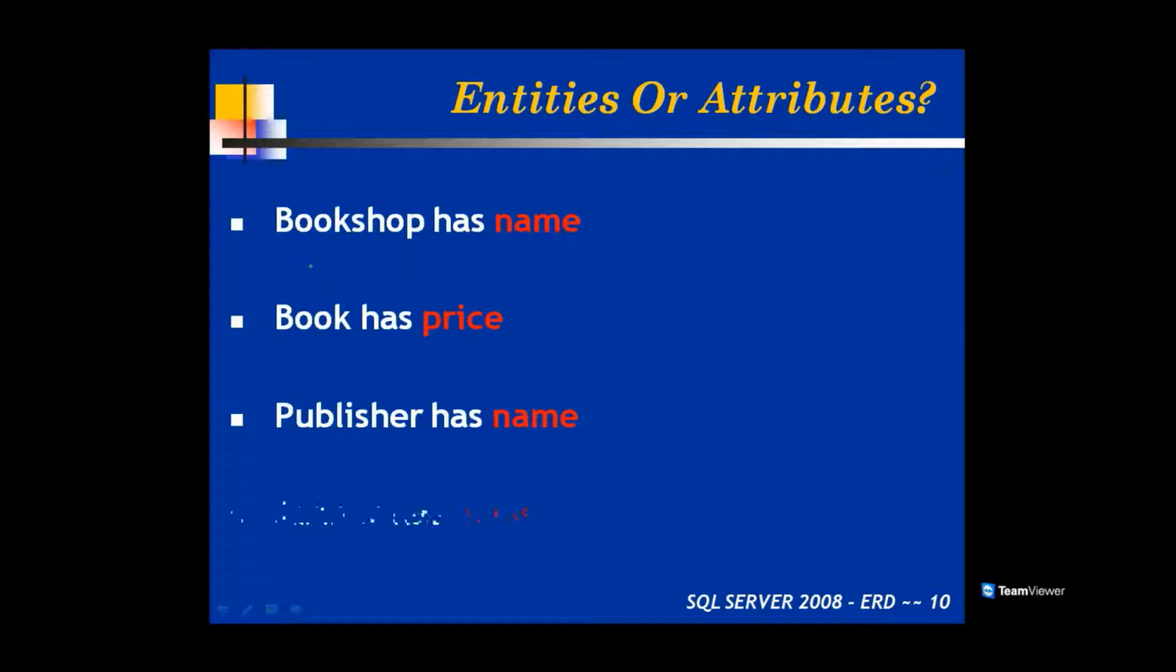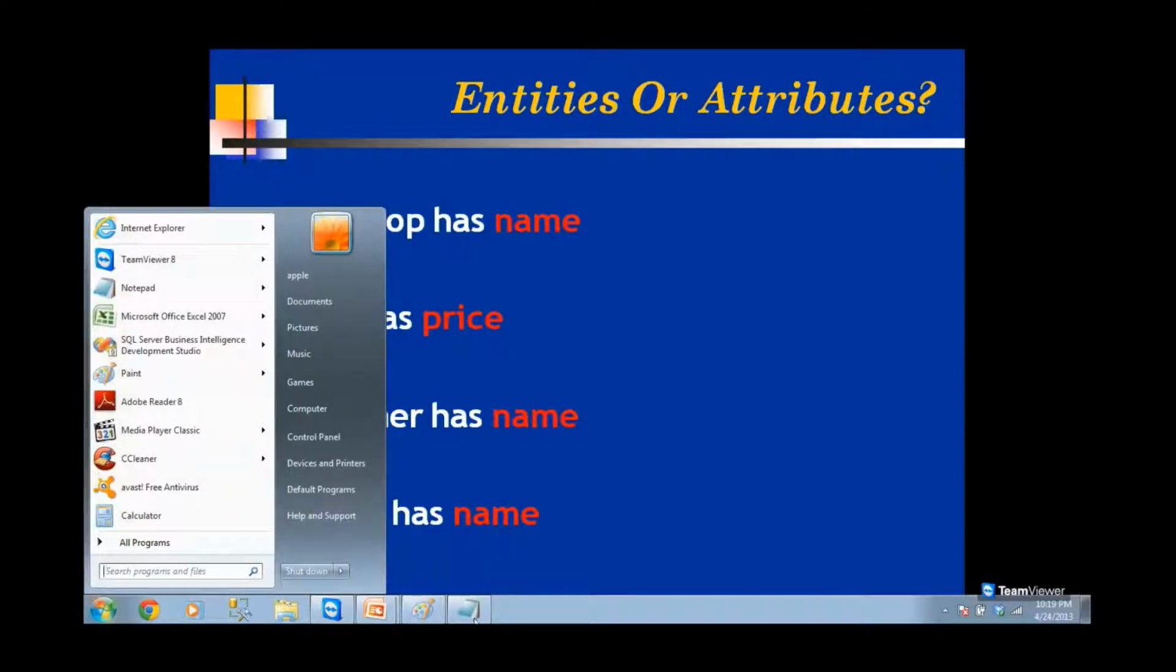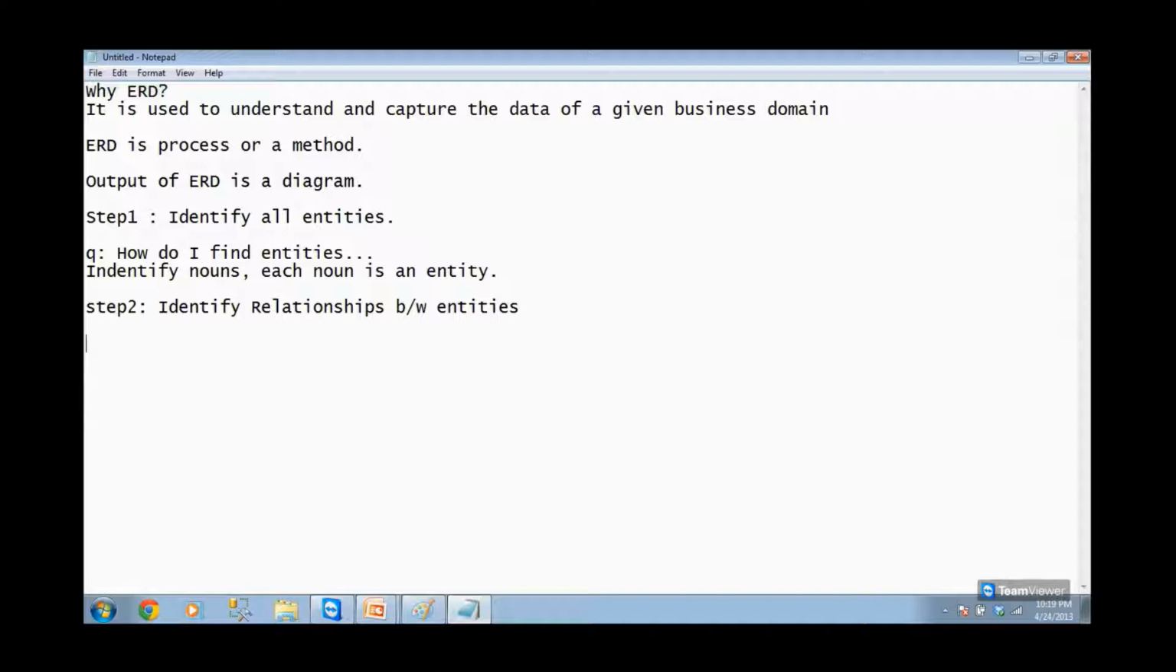The next one is identify attributes. Step number three is identify attributes for each entity. Now, what are the attributes I have to identify? If I say bookshop, bookshop will have bookshop ID, bookshop name, bookshop landmark, bookshop telephone number, URL. All of them are the different attributes for the bookshop.